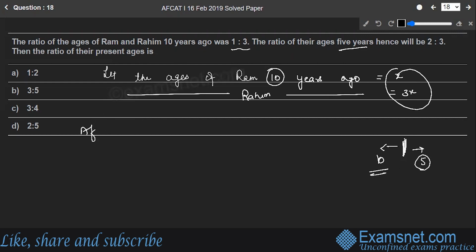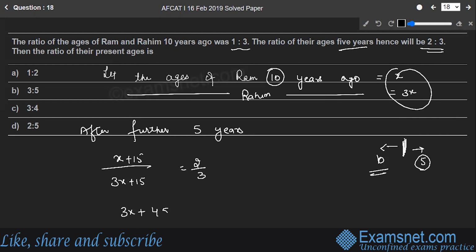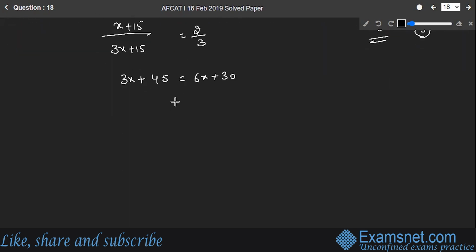So after a further 5 years, what will be Ram's age? x plus 15. And what will be Rahim's age? 3x plus 15. It is said that their ratio of ages will be 2:3. Let's do the cross multiplication. 3x plus 45 is equal to 6x plus 30, which gives you 15 is equal to 3x, or x is equal to 5 years. Right?